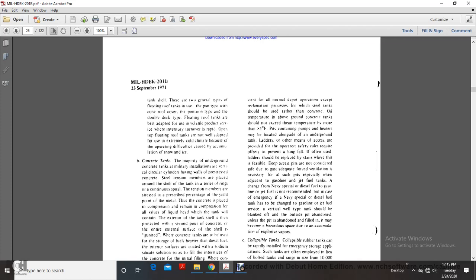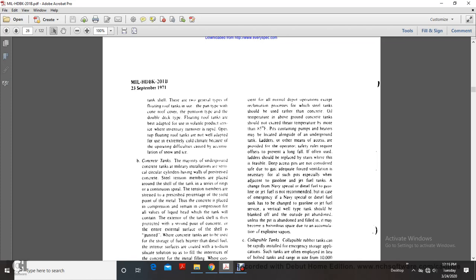Oil temperature in aboveground concrete tanks should not exceed the ambient temperature by more than 85 degrees Fahrenheit. With the containing pump, heaters may be located alongside an underground tank. Ladders and other means of access are provided for the operator. Safety rules require offsets to prevent long falls, but the often used ladders should be replaced by stairs, whereas deep access pits are not considered safe due to gas, and adequate forced ventilation is necessary for all of the pits.